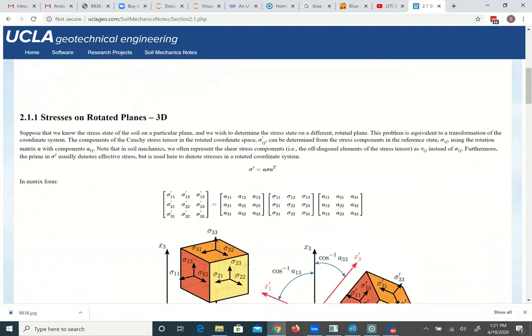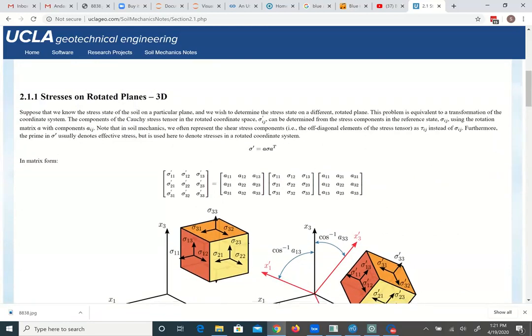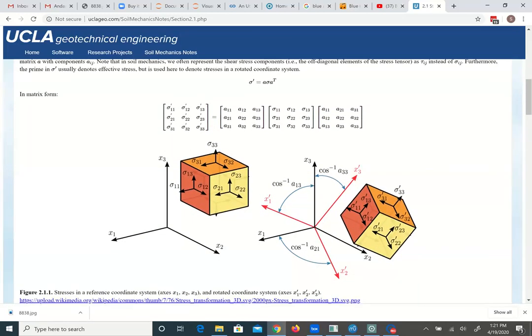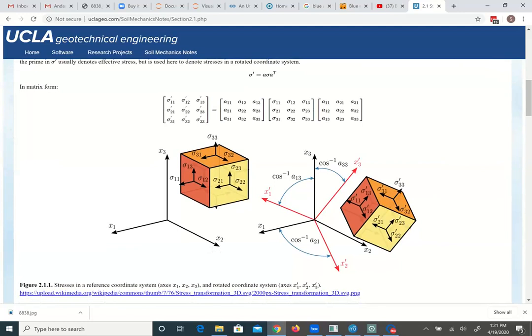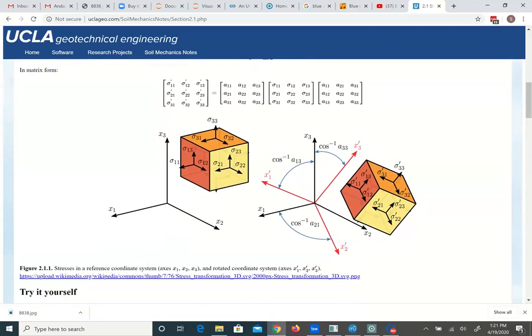It's going to summarize a lot of the same things in this video. But here's an image from Wikipedia that shows what I'm talking about. Here's the original stress tensor, and then when you rotate, you get a different stress tensor on rotated planes. And we can define the stresses on the rotated planes if we know the angles by which we're rotating all of the coordinates. And so you get these primes.